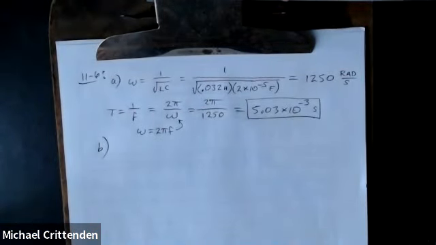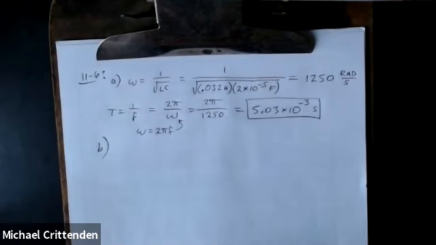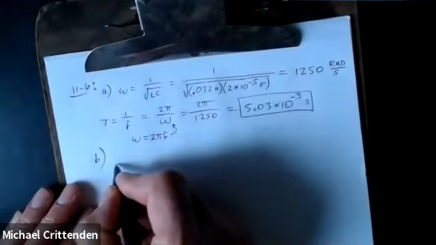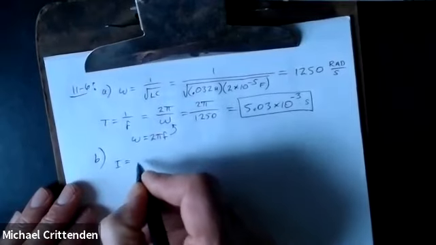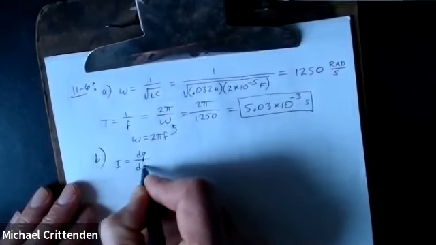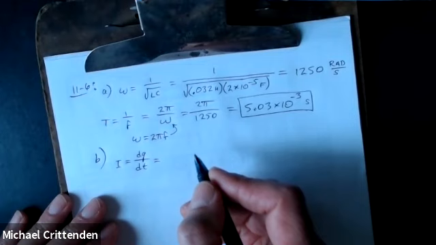Part B, the voltage across the capacitor at t equals 7 milliseconds. Like I was saying earlier, on the formula sheet all that's there is a formula for the charge. You have to put that together with the idea that current is dq dt.